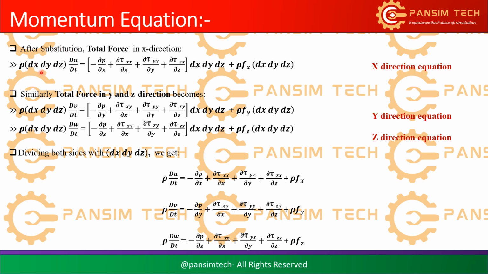So after substitution, what will you get? You will get like this. So similarly for y and z direction, you can get like this. Okay. So if you divide all this by dx dy dz, meaning you can take simply common dou x, dou y, dou z, that means volume. So what is the force per unit volume? This you can get from here. So dou u by dou t equal to this, in x direction, y direction, z direction.